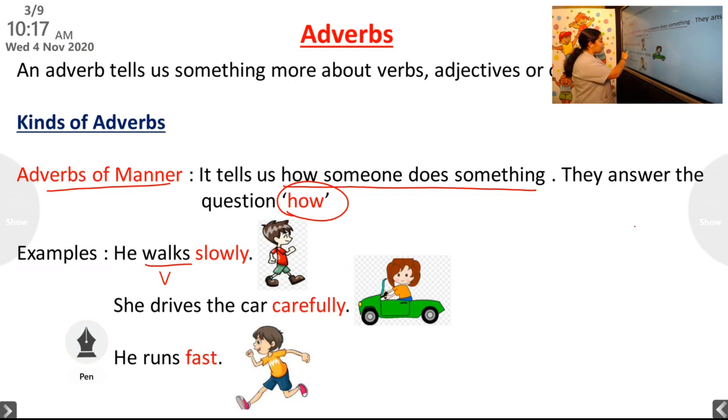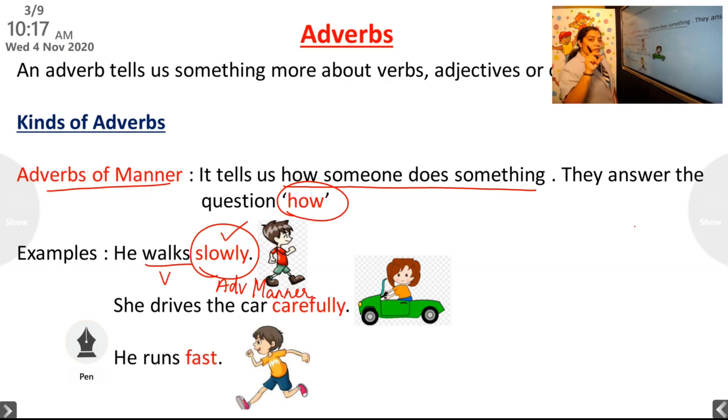You will get an answer. When you read the sentence itself, you already have the answer. How does he walk? Yes, he walks slowly. This slowly is the adverb. It is an adverb of manner. It shows how an action is done. So how do you find the adverb of manner?